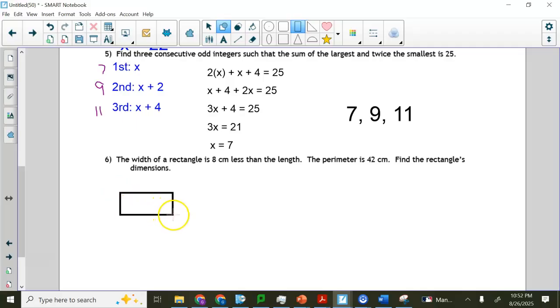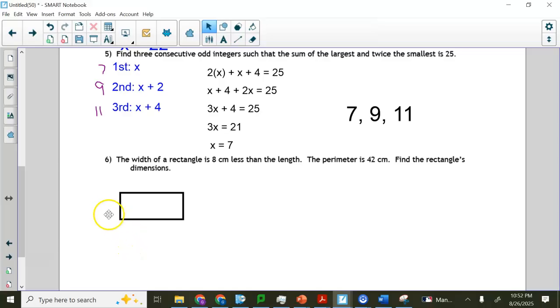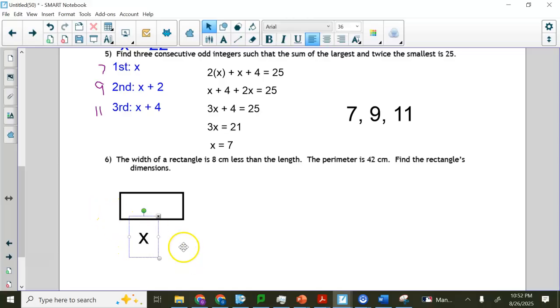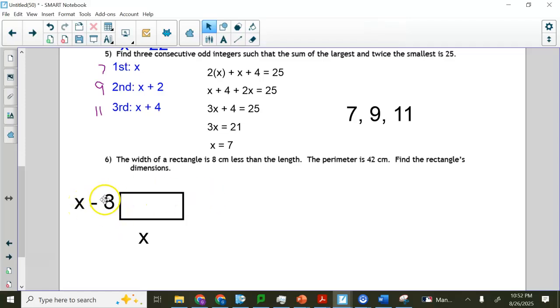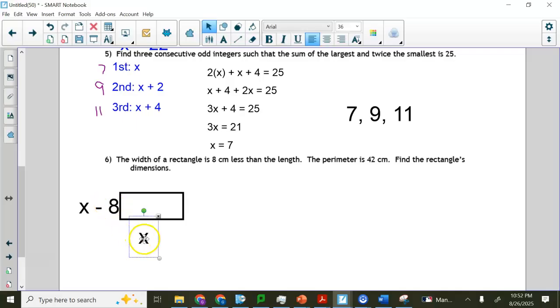All right, this last one here, go ahead and sketch out a rectangle, just so you can visualize it. It says the width of a rectangle is 8 centimeters less than the length. So this time it's giving us the length, and then the width is x minus 8. And then it's giving us the perimeter. So remember that not only is this bottom side x, this top side is also x. And then same thing on the right side there. That's going to also be x minus 8.